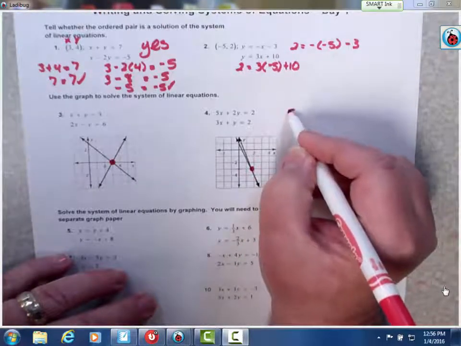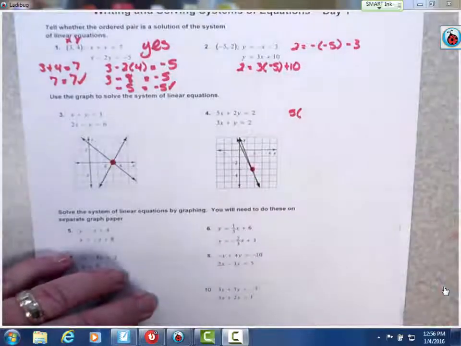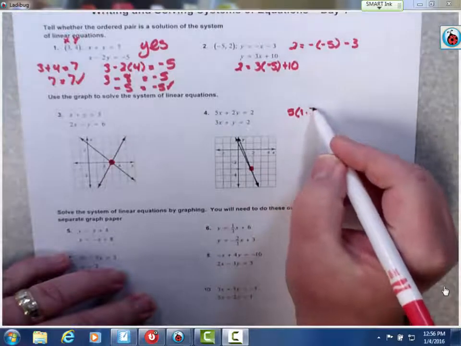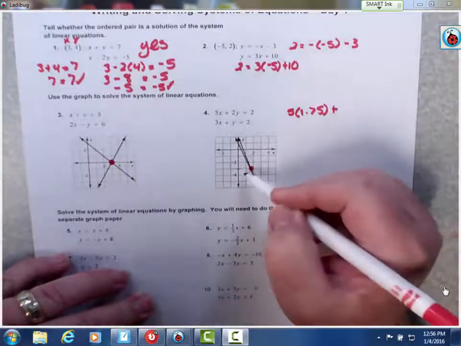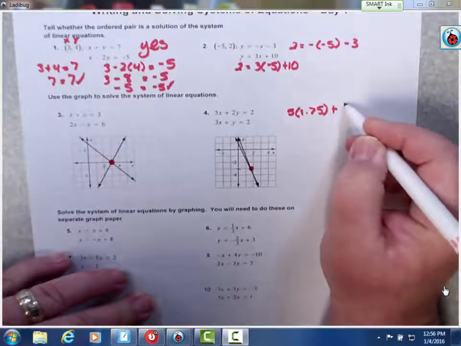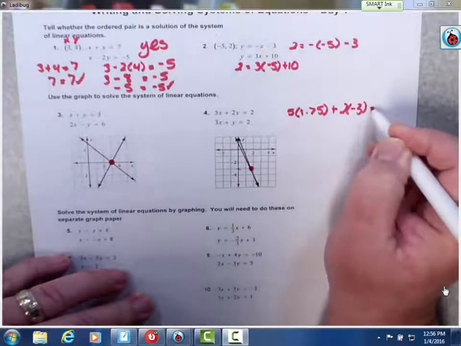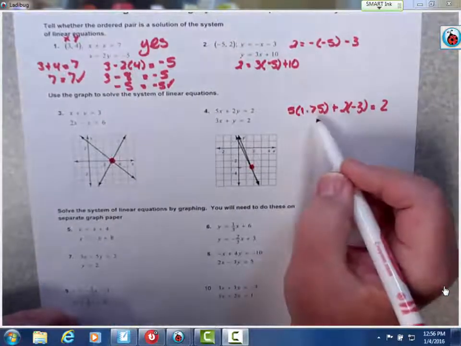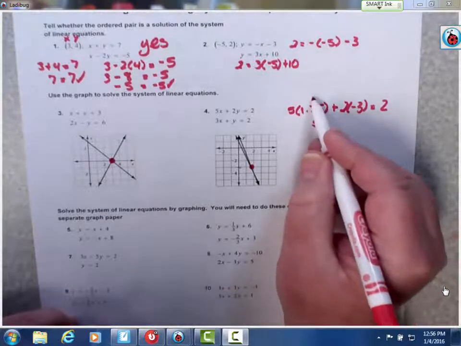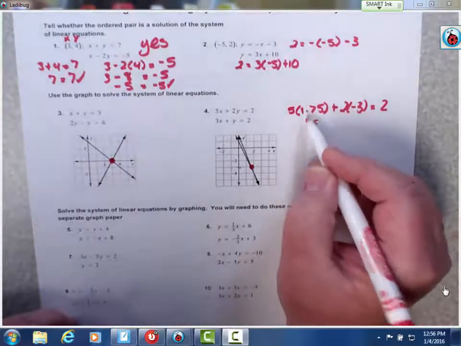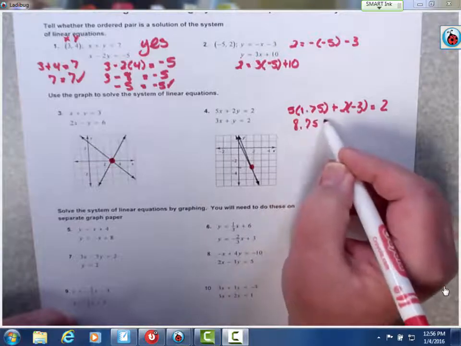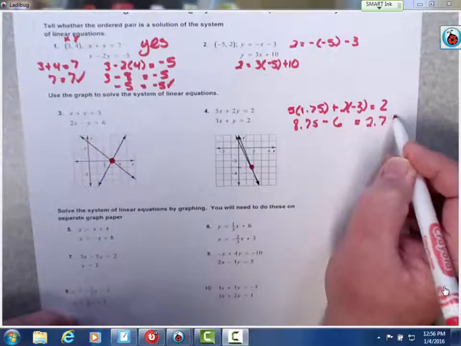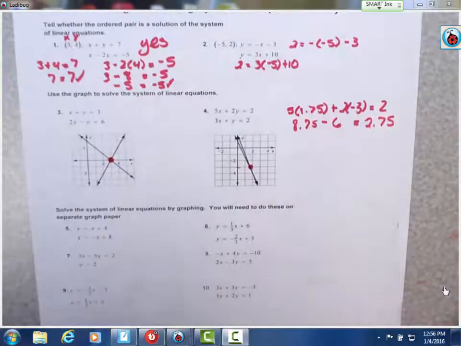So if I say x is 1 3/4 or 1.75, and then y is negative 3. Do I get 2? Well, let's see. 5 times 1.75 is 8.75, minus 6, which gives me 2.75. Okay, so that's a little too much.